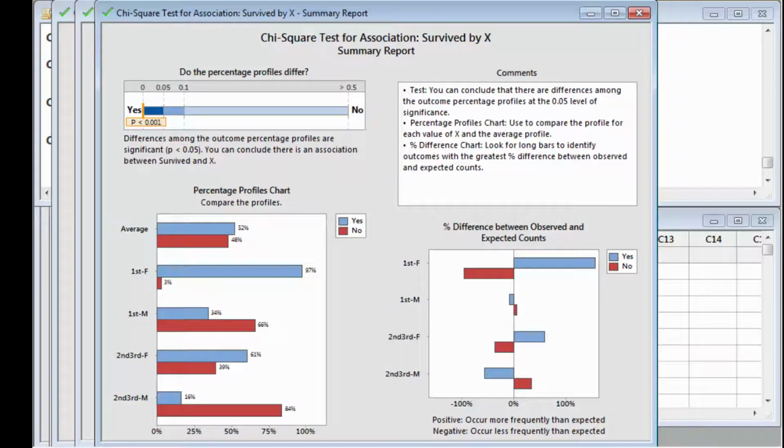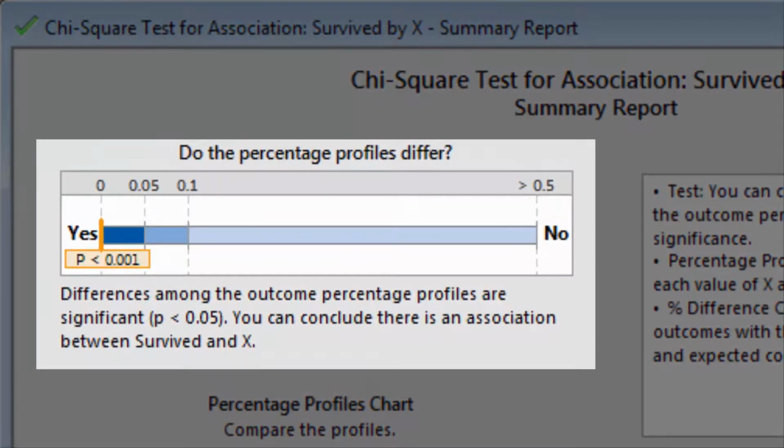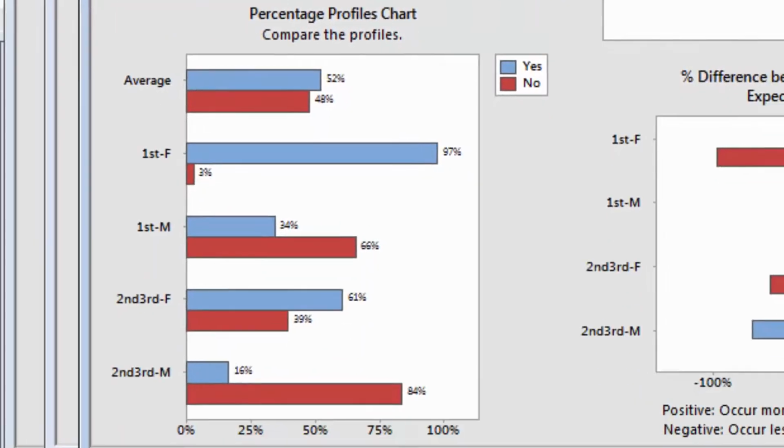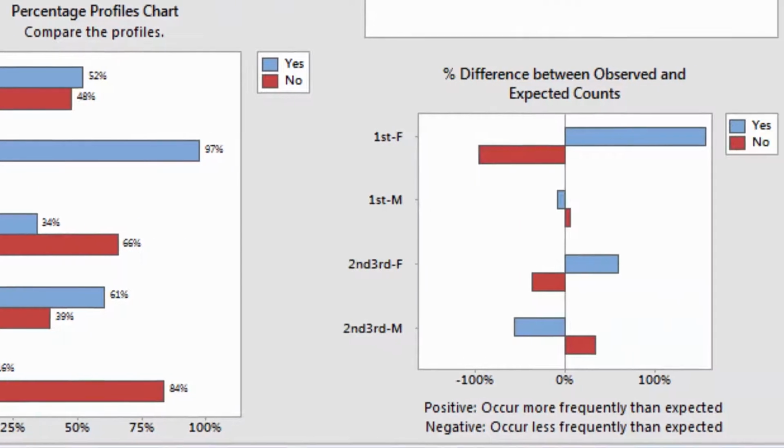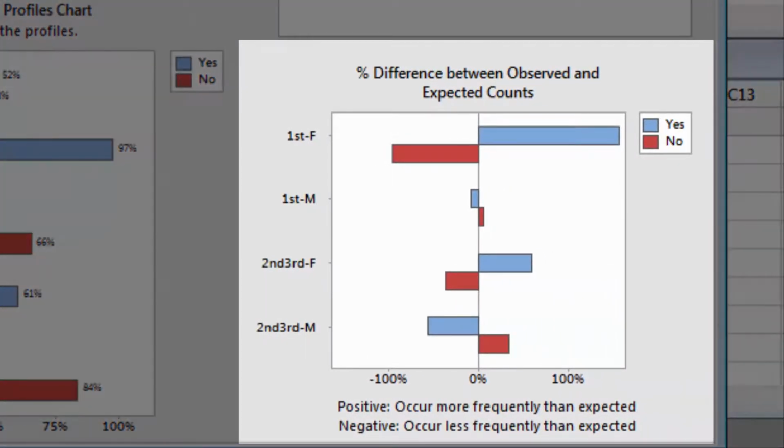You don't need a statistical background to understand this output. The report clearly reveals that there are statistically significant differences in the percentages of survivors across the 4 categories. The percentage profiles chart shows the observed proportions of survivors. Again, you can see that a greater proportion of women survived than men. The chart of percent difference between observed and expected counts shows which groups had survival rates that were unexpectedly high, like first-class women, or low, like second and third-class men.